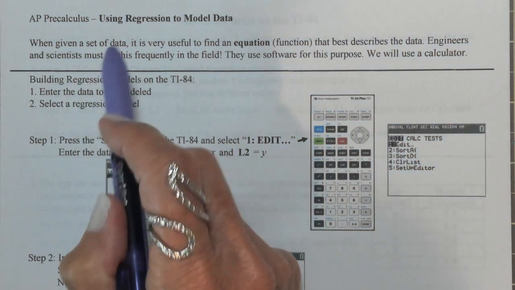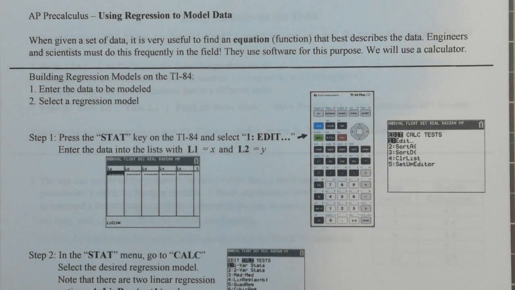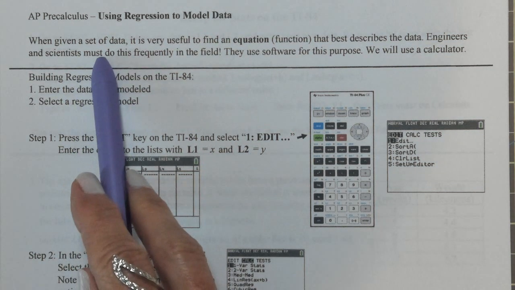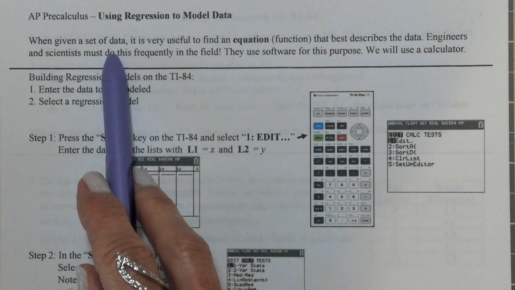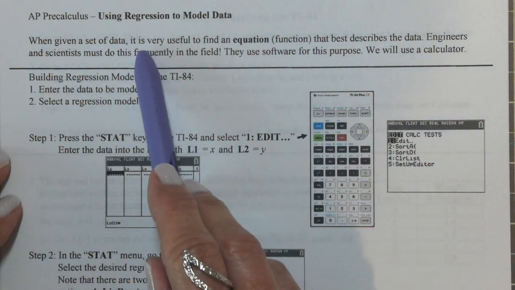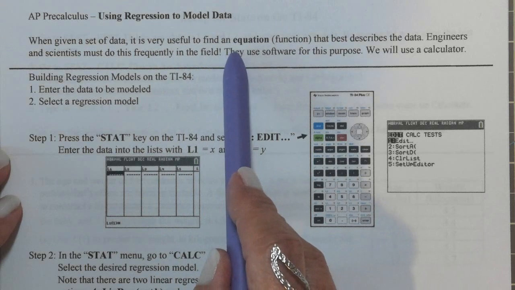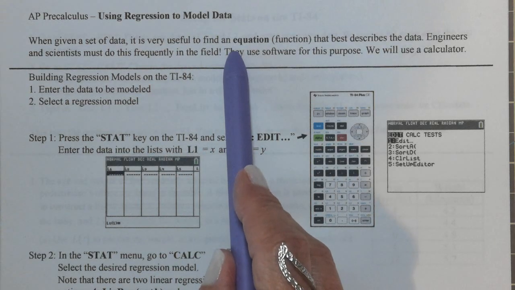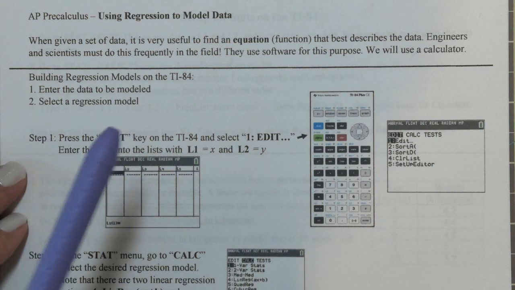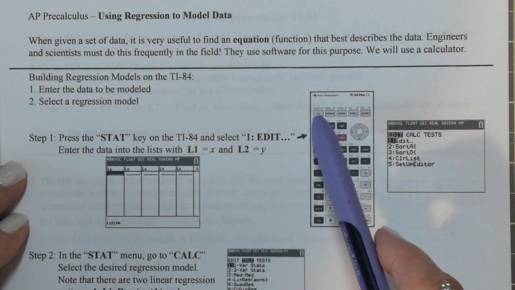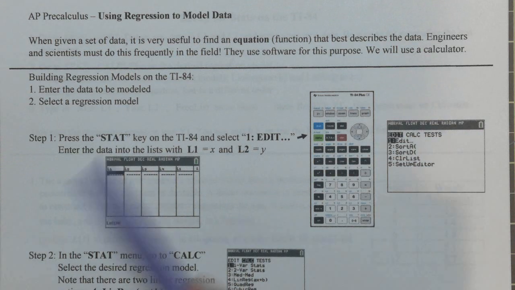Today we are talking about using regression to model data. In particular, we're going to be using our calculator and the regression function on it to model a set of data. When we are given a set of data in a table form or just written out, it is very useful to find an equation, a function that best describes that data. Engineers and scientists have to do that all the time. Usually they use software for that purpose, but we're going to see the math behind it.